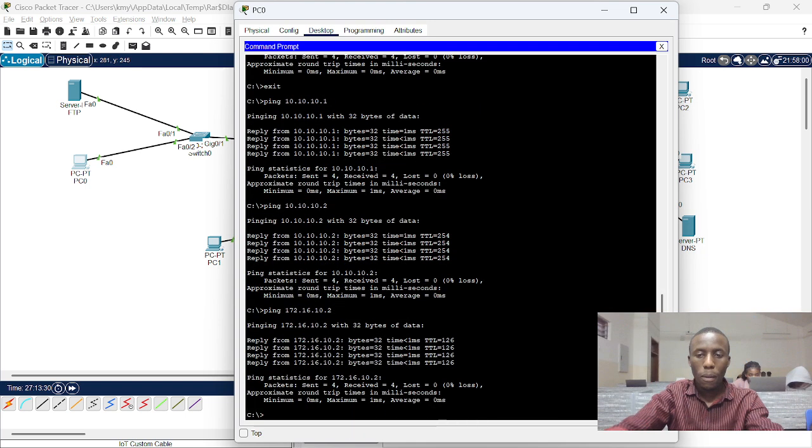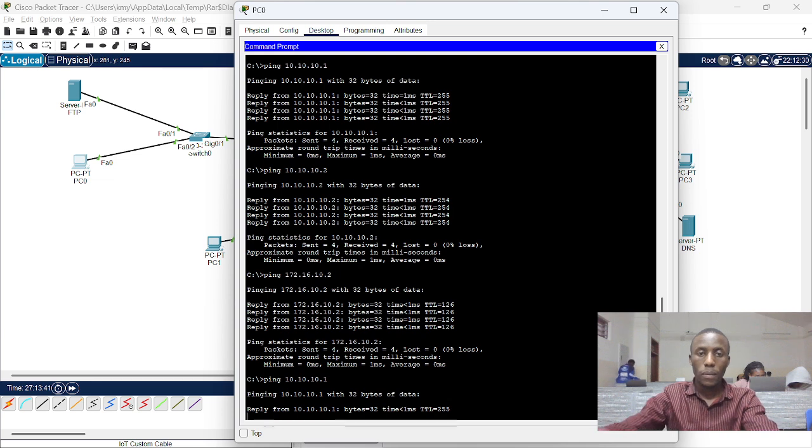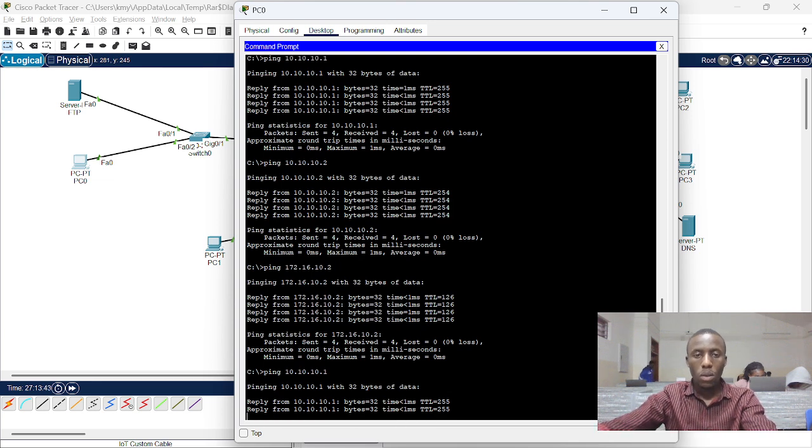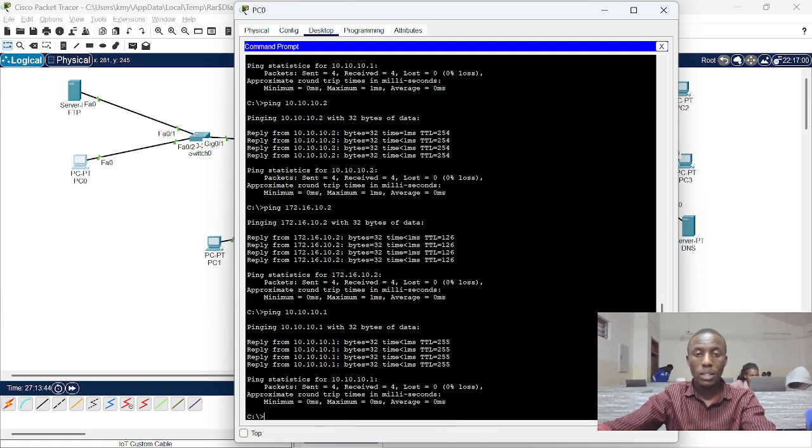I can prove it by pinging, for example, PC2. First, I have to ping the default gateway of gig 0/0 on R1, which is 10.10.10.1. All the packets are received. This means that I have successfully reached the default gateway. So let me ping the PC.